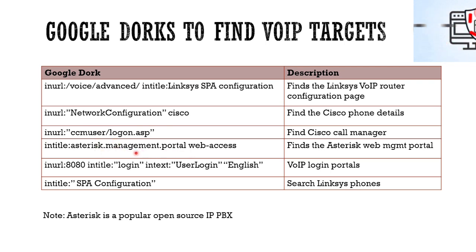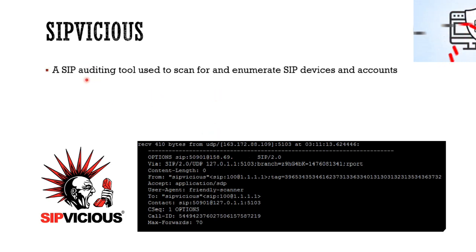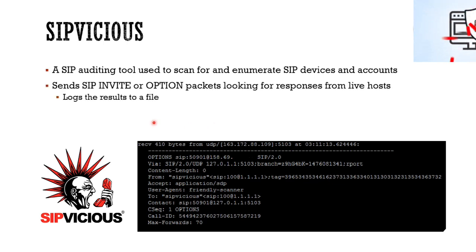Here's an example of using SIPVicious. So it's an auditing tool to scan for and enumerate SIP devices. It'll send SIP invites or option packets to see if there's a response. It's basically doing sort of a handshake to see, hey, are you a VoIP device? You want to talk? Okay, well, forget it. Changed my mind. But it's kind of like port scanning in a way.